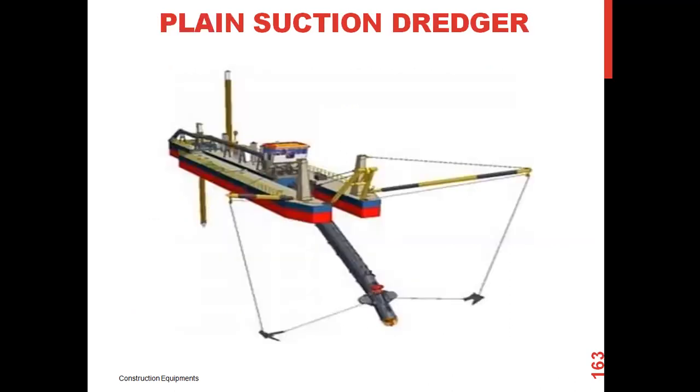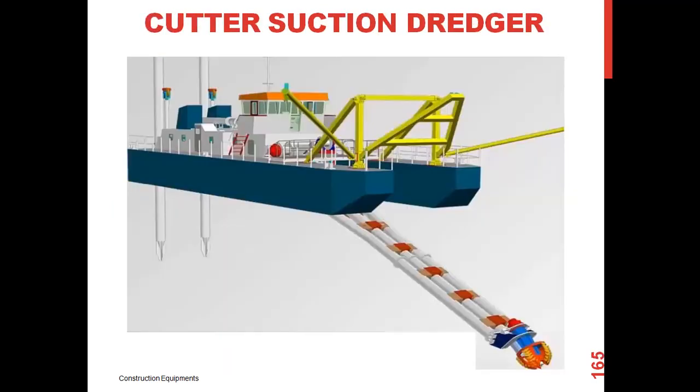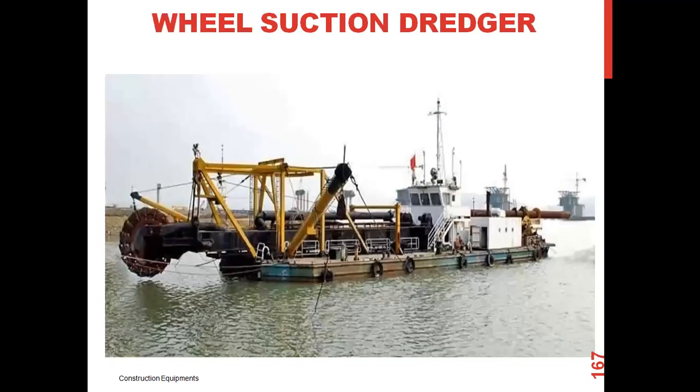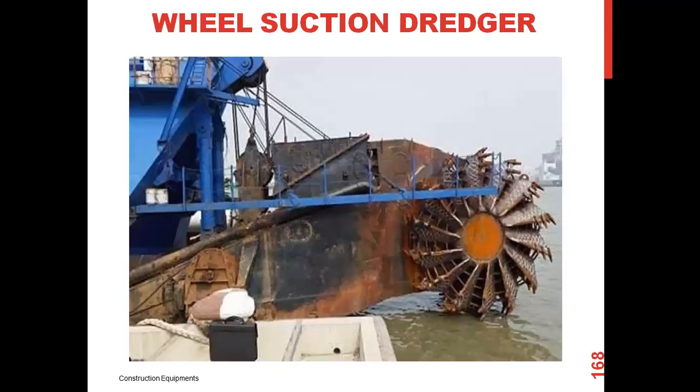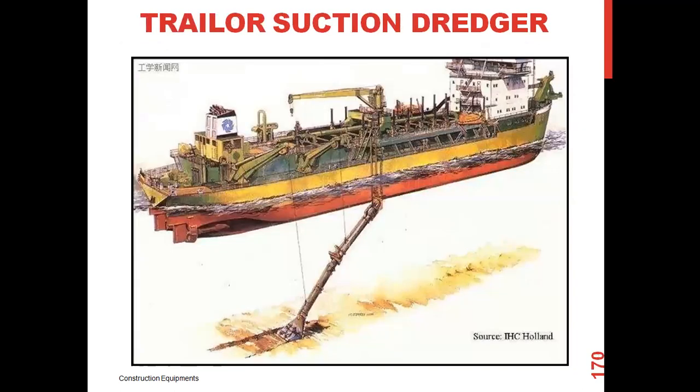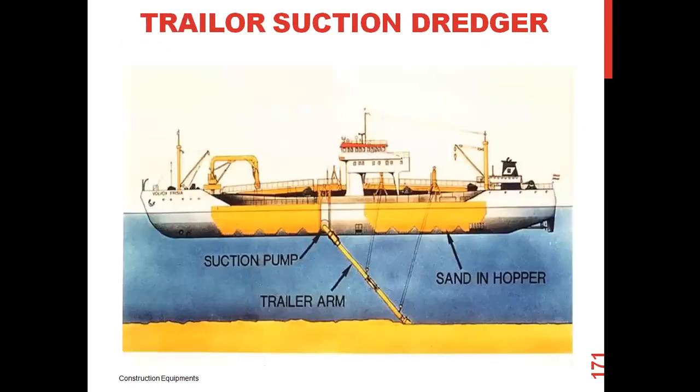This is the plain suction dredger. These are plain, and this is the cutter suction dredger and wheel suction dredger. In the wheel suction dredger, they cut the materials beneath the surface, and the cut material is sucked out using this suction wheel arrangement, and this amount of material beneath the surface, cut by the wheel arrangement, can be pulled towards the unloading point. This is the trailer suction dredger: the suction pump, the trailer arm, and the sand hopper.